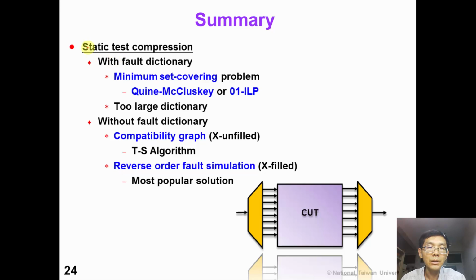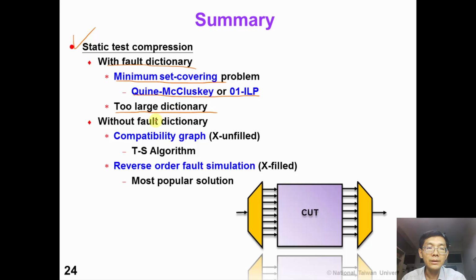In summary, in this video, we have introduced 3 cases of static test compression. If we have fault dictionary, this is a minimum set covering problem. We can solve it by McCluskey method or 0-1 ILP. However, this method requires a very large dictionary, which is not scalable for large circuit.